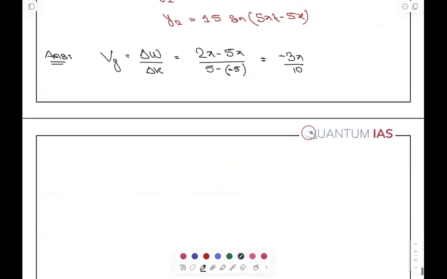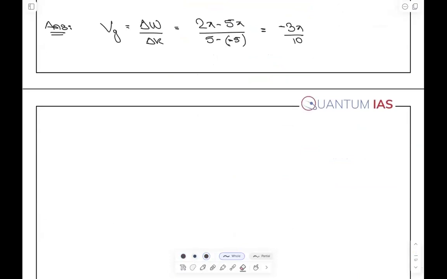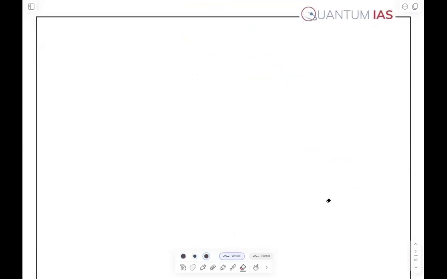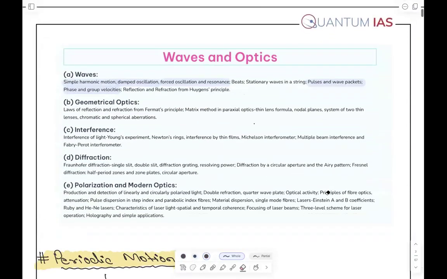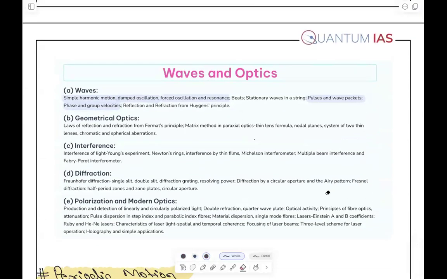Done everyone? Has everyone finished up to here? So we have completed this portion, pulse and wave, phase and group velocity. Right? Now we will be starting.